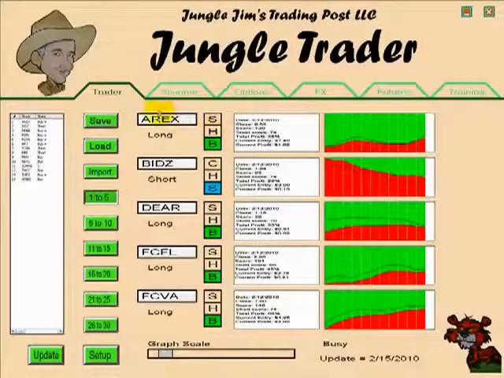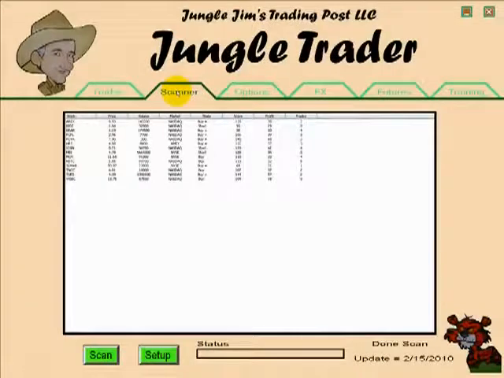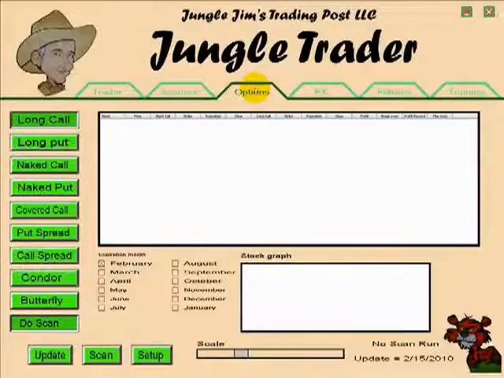So now we have a trading platform that can analyze an individual stock. We have a scanner that can go out and scan the market looking for those stocks that are moving in those directions. On top of that, we've added an options platform. The options platform will allow you to take something like a covered call.